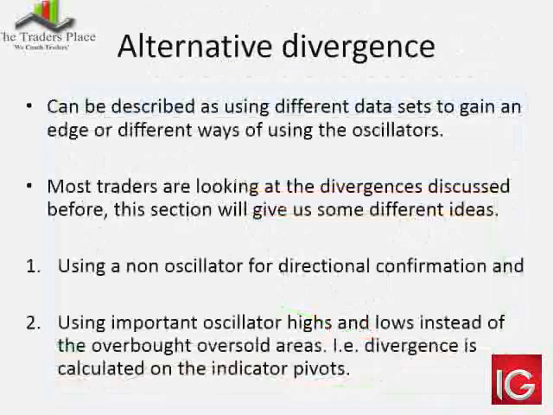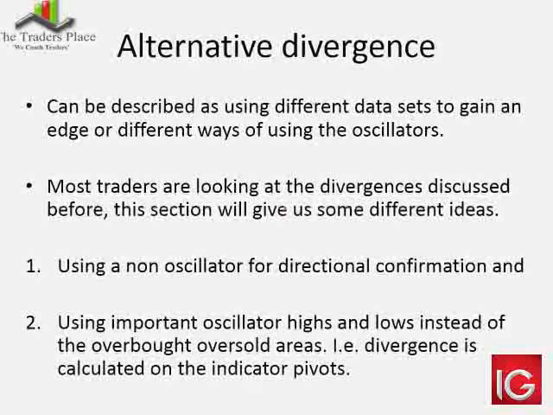Alternative divergence can be described as using different data sets to gain an edge, or different ways of using the oscillators. Most traders are looking at the divergences discussed before this section. Here we're going to have a look at some different ideas, and I don't see it around too often in the market, so hopefully you get some benefit out of it.